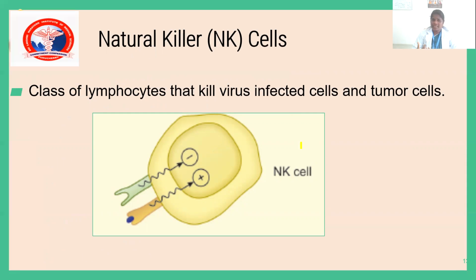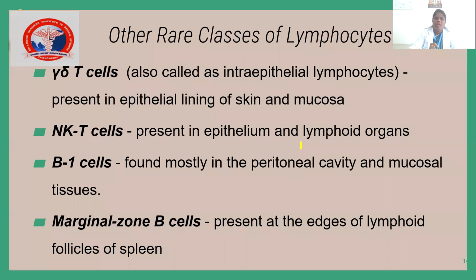Coming to the natural killer cells. Even though they are part of the innate immune cells, they are more active in adaptive immunity, later on. Even though they are part of the innate immune cells, they more support adaptive immunity.